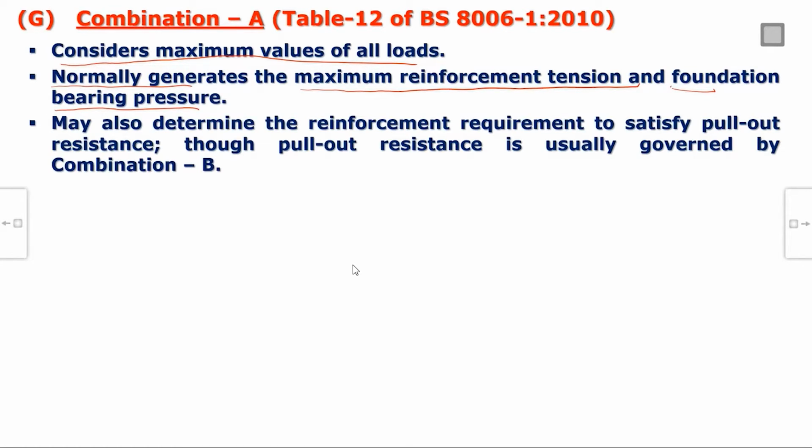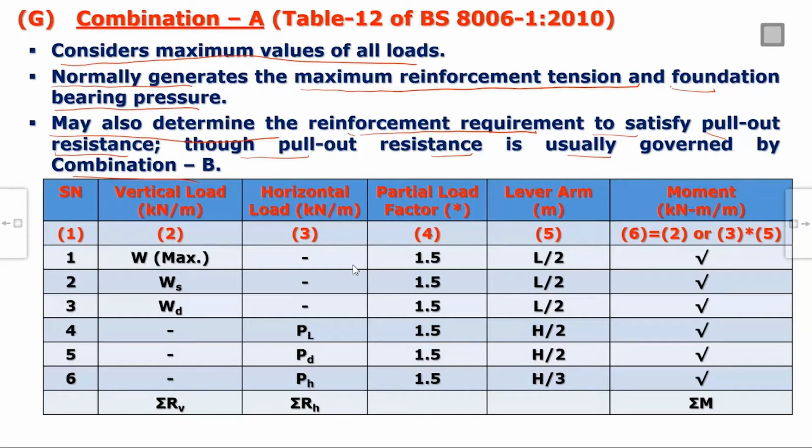And then it says this combination may also determine the reinforcement requirement to satisfy the pull-out resistance in internal stability, though pull-out resistance is usually governed by combination B. So it means pull-out resistance can be governed by combination A or B. So you have to use combination A or B. For the internal check, you don't have to use C. That is what it means. Whereas for the external check, we have to use all three.